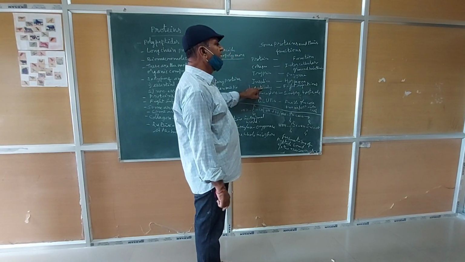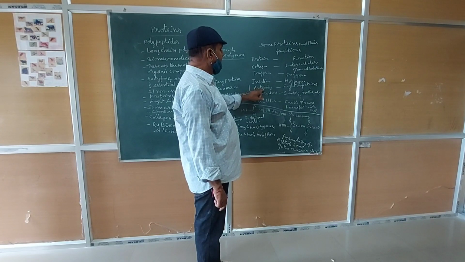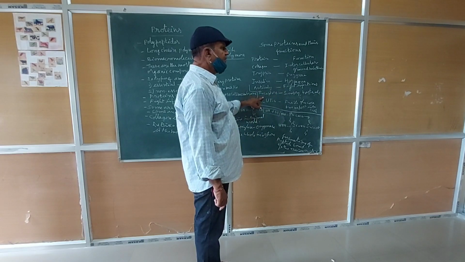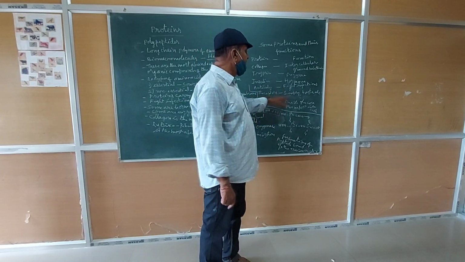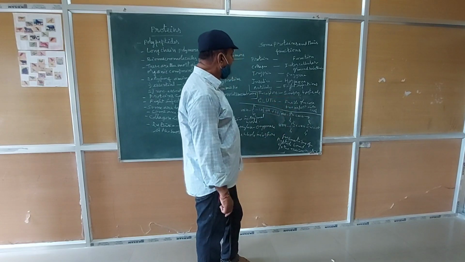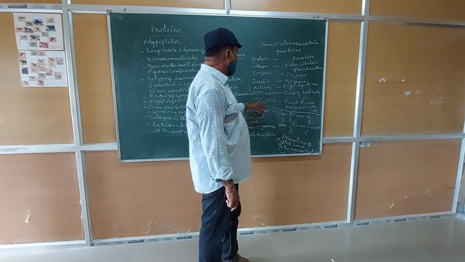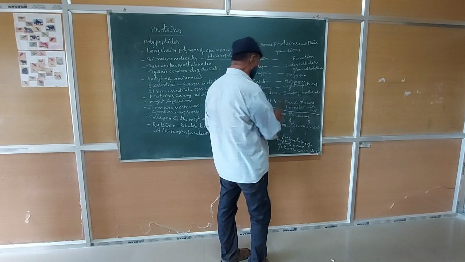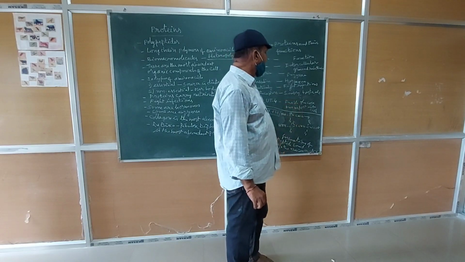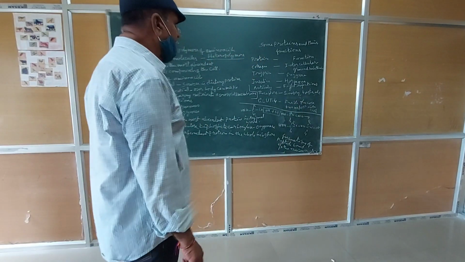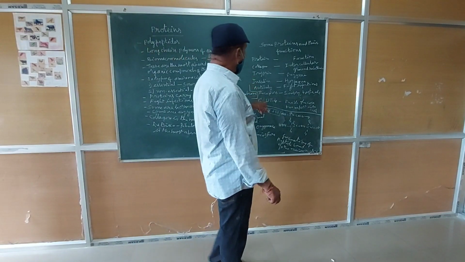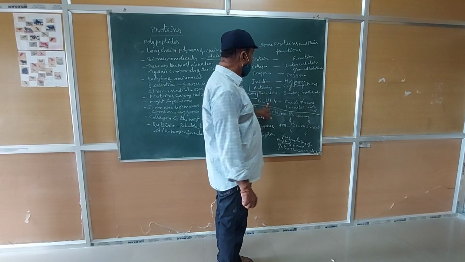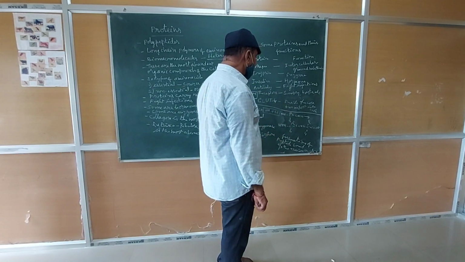Next, antibody. Antibody is a protein. It is mainly meant to fight infections. Next, receptors are proteins. The receptors are meant for sensory, taste, hormone receptors, etc. Another one, GLUT4. GLUT4 is a protein. What is the function of GLUT4? It enables glucose transport into the cells.